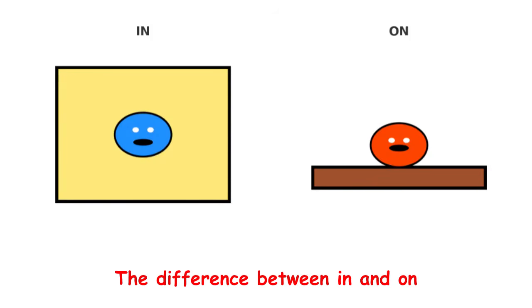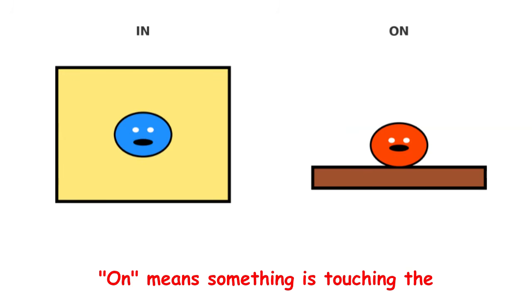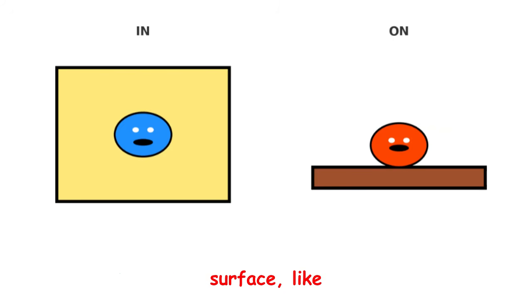The difference between in and on is actually super easy. In means something is inside, like inside a box, a bag, or a room. On means something is touching the surface, like on the table, on the floor, or on the wall.